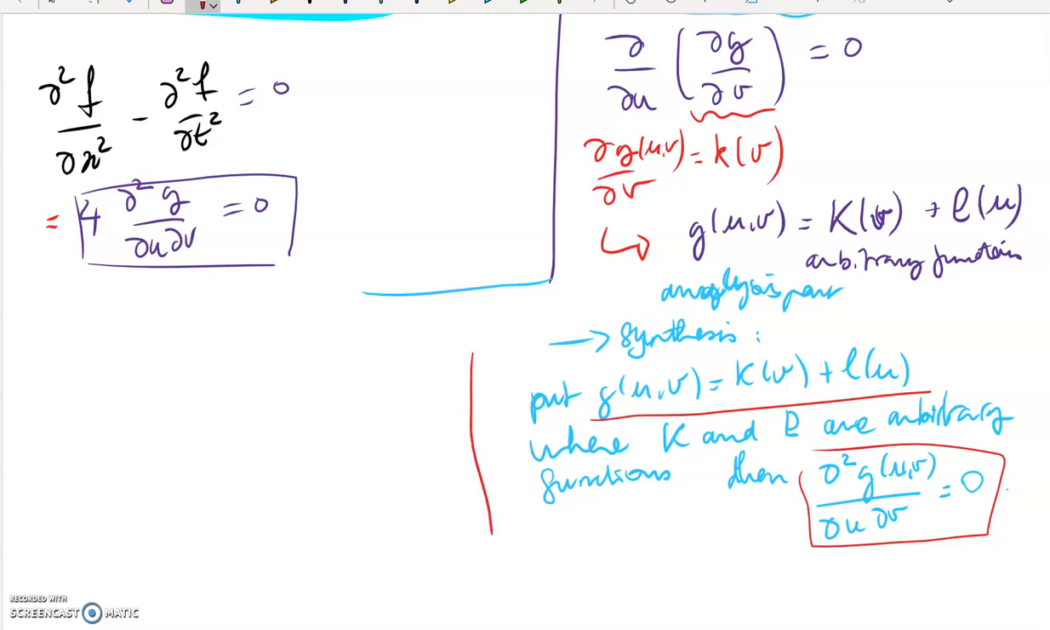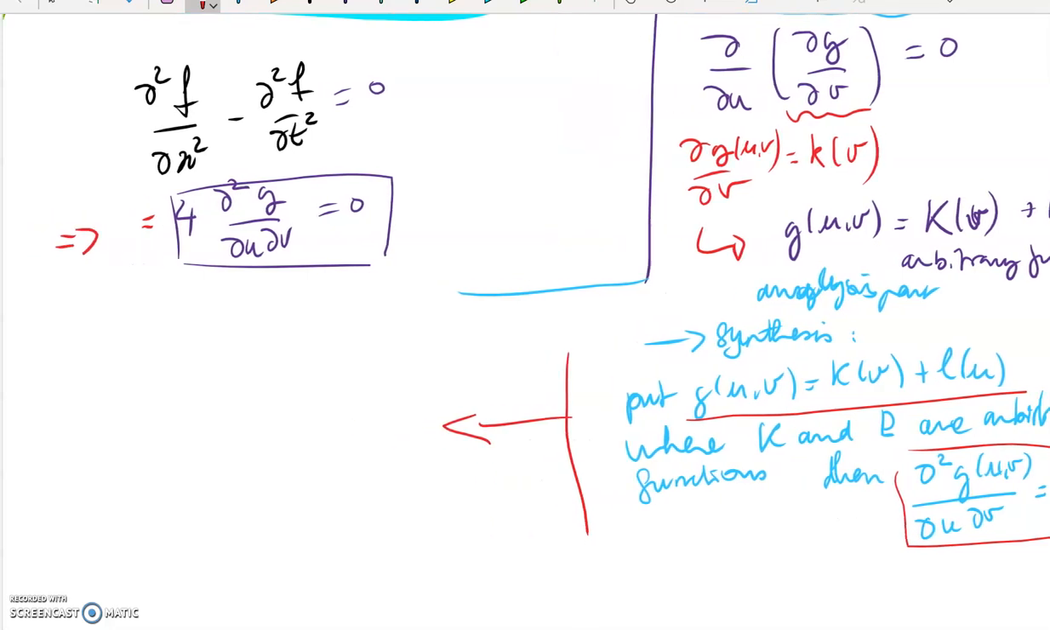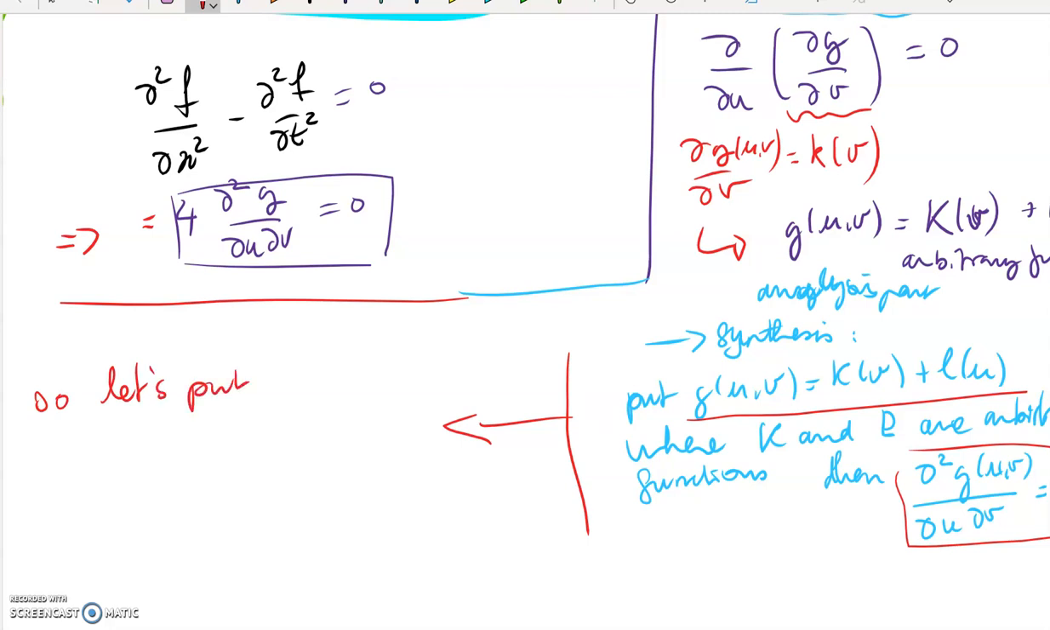And by the way, let's conclude that in terms of f. You could also do some synthesis here. So let's put f of xt equal to some arbitrary function, let's call that k, of v. v was supposed to be x minus t, plus L of u, which is supposed to be x plus t.